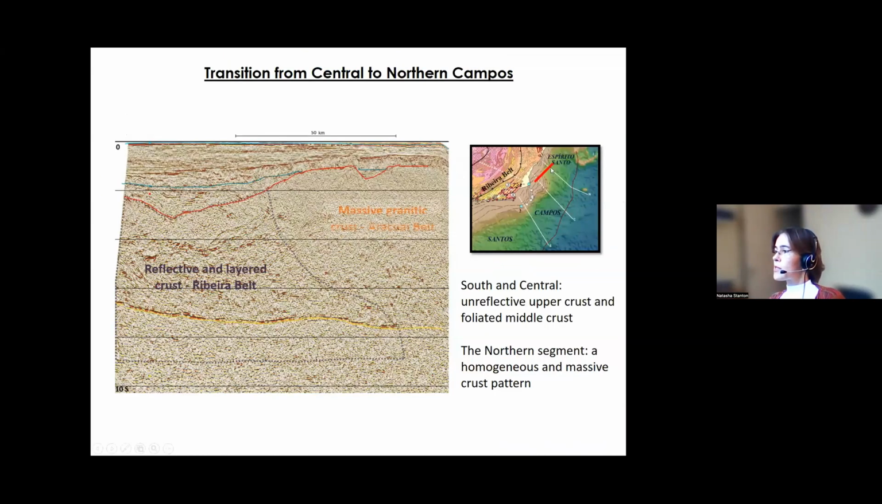And between the central and northern part, we see these differences in reflection of this crust. In the central and southern part, we see this reflective pattern, very layered crust, while to the north, we see this more massive crust here. And here we see a very strong reflector that may represent shear zones.